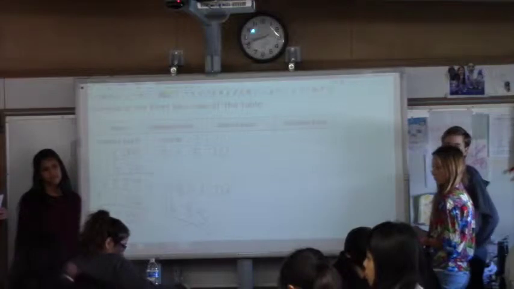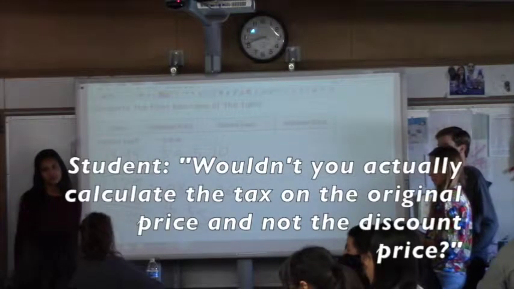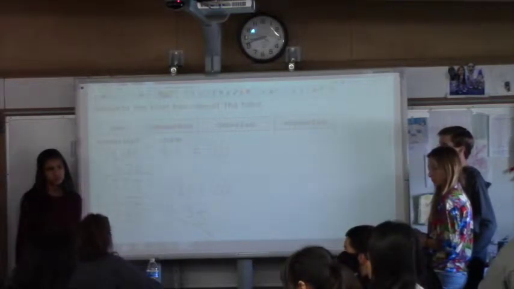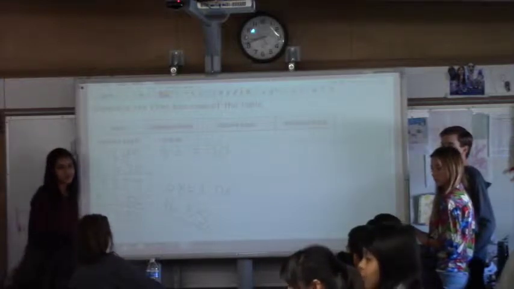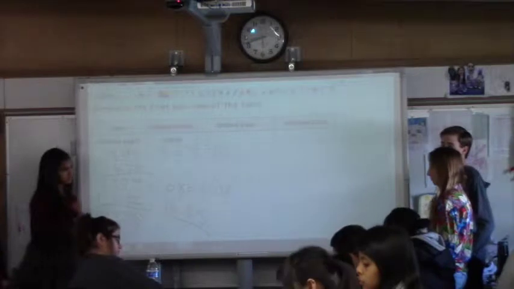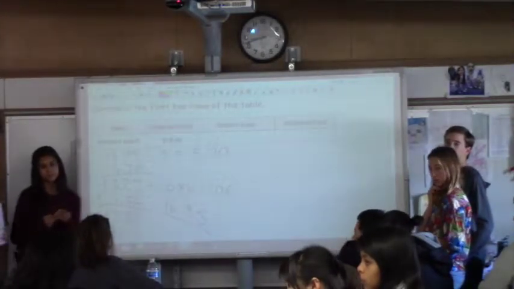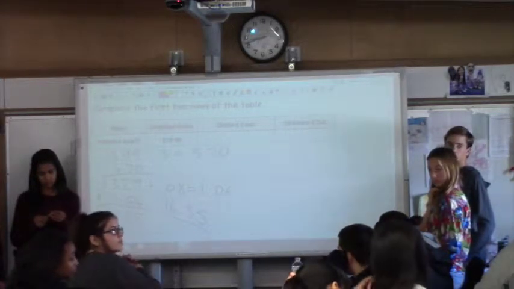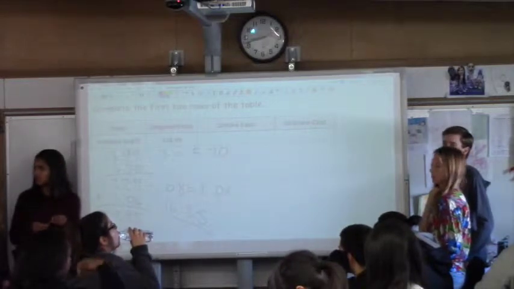Do we agree, disagree? Any questions, comments, or concerns with what they did up there? Yeah. Would you actually calculate the tax for the original price and not for the discounted price? Okay, class conversation, so where do we put in that tax? Is it on the discounted price or is it on the original price? It's on the discounted price because on the paper it says tax of 8% after discount.